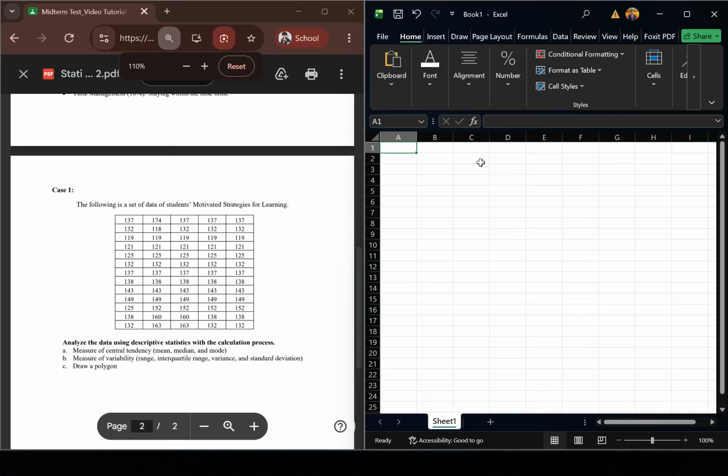So this is a video tutorial explaining how to find the measures of tendency like mean, median, and mode, and finding measures of spread: range, interquartile range, variance, standard deviation, and lastly, we will be making a polygon. Now I'm going to input the score, but I'll speed this process up for you guys.